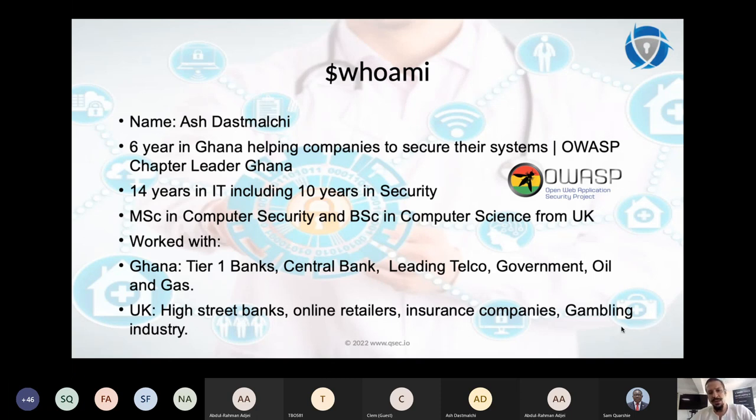In Ghana, I worked with tier one banks, the Central Bank of Ghana, various different ISPs, government, oil and gas, also recently with some health sector organizations. In the UK in the past, and even currently, I worked with some high street banks, online retailers, and insurance companies.